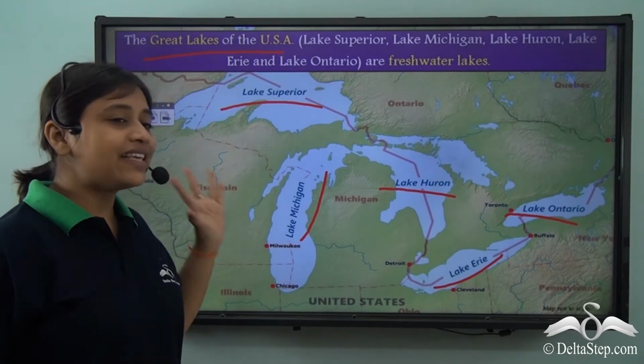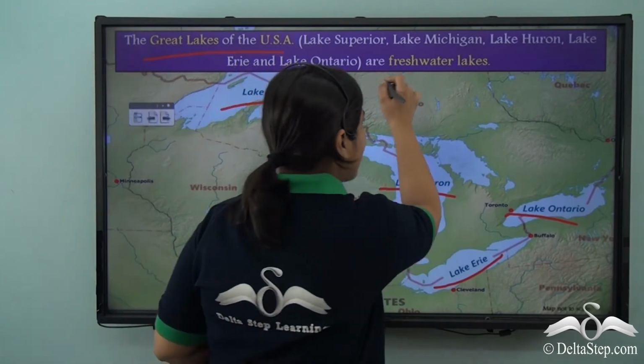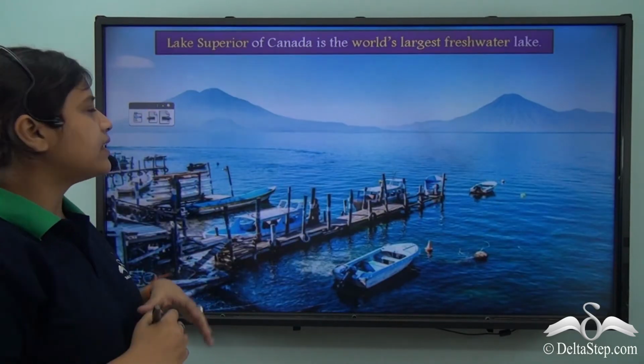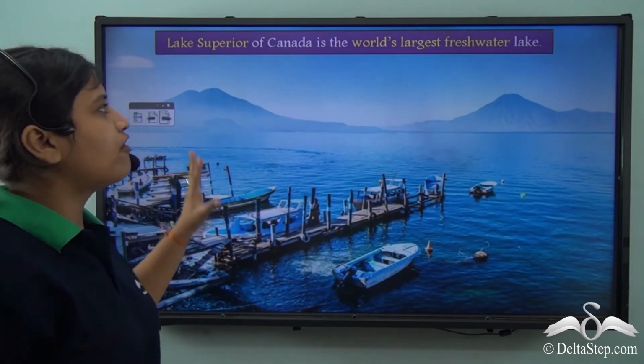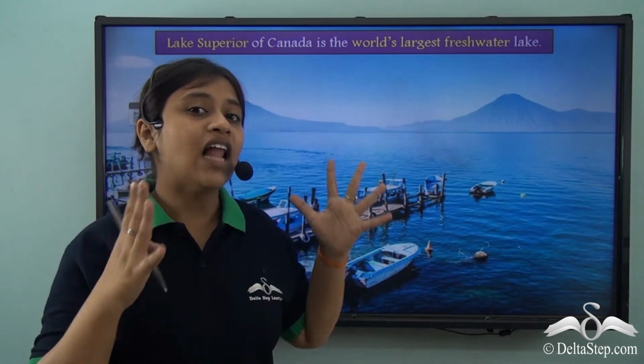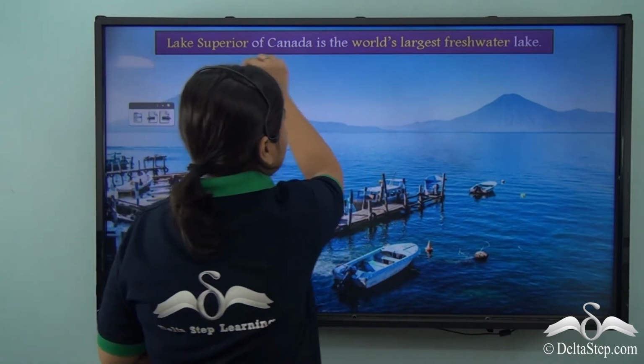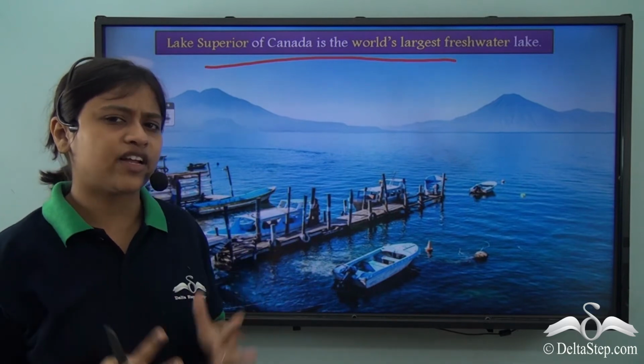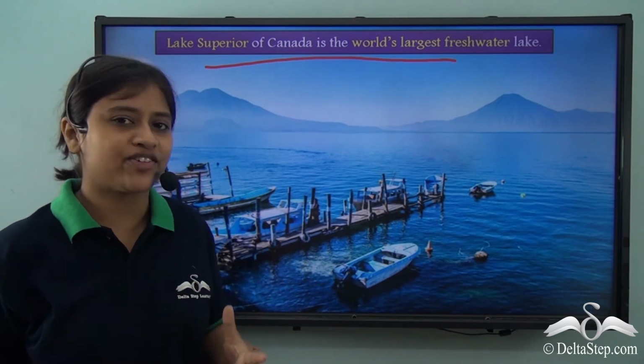Note down that these Great Lakes are freshwater lakes. Now, Lake Superior is the world's largest freshwater lake. So, we must remember that it is Lake Superior, on the border of Canada and the USA, that is the world's largest freshwater lake.